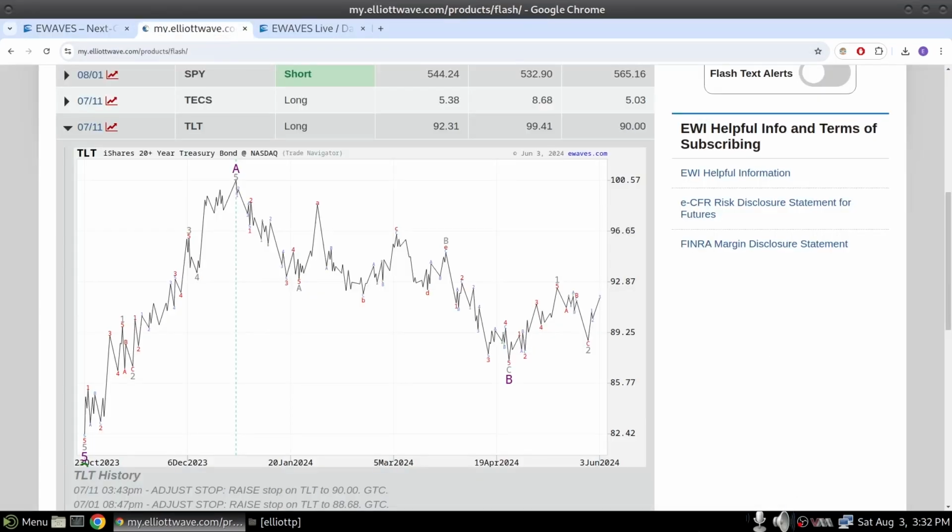Now, TLT has a really cool story here. First of all, this nadir here back in October 2023, that nadir formed after TLT had been moving down for 3 years, since March 2020. So actually, just a massive decline here into this low.